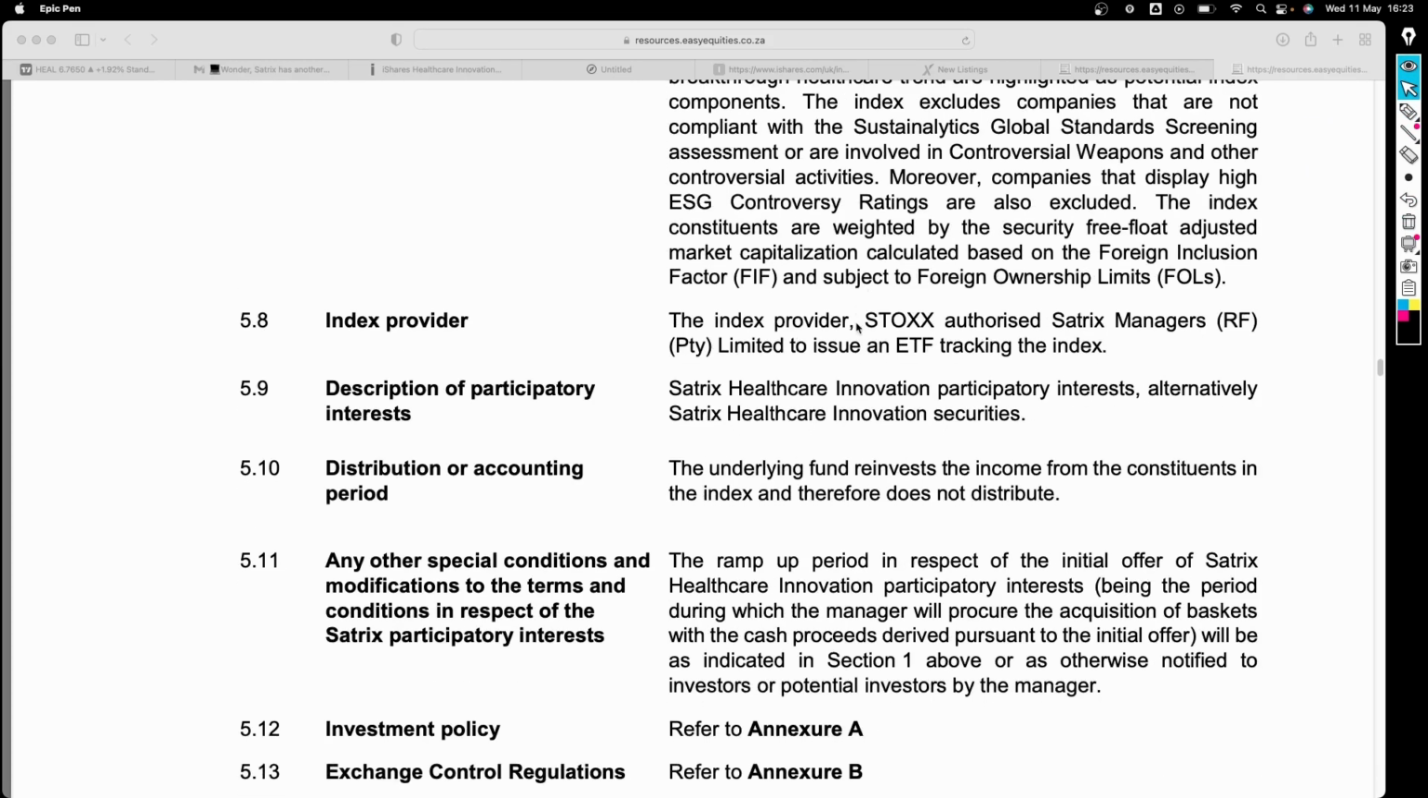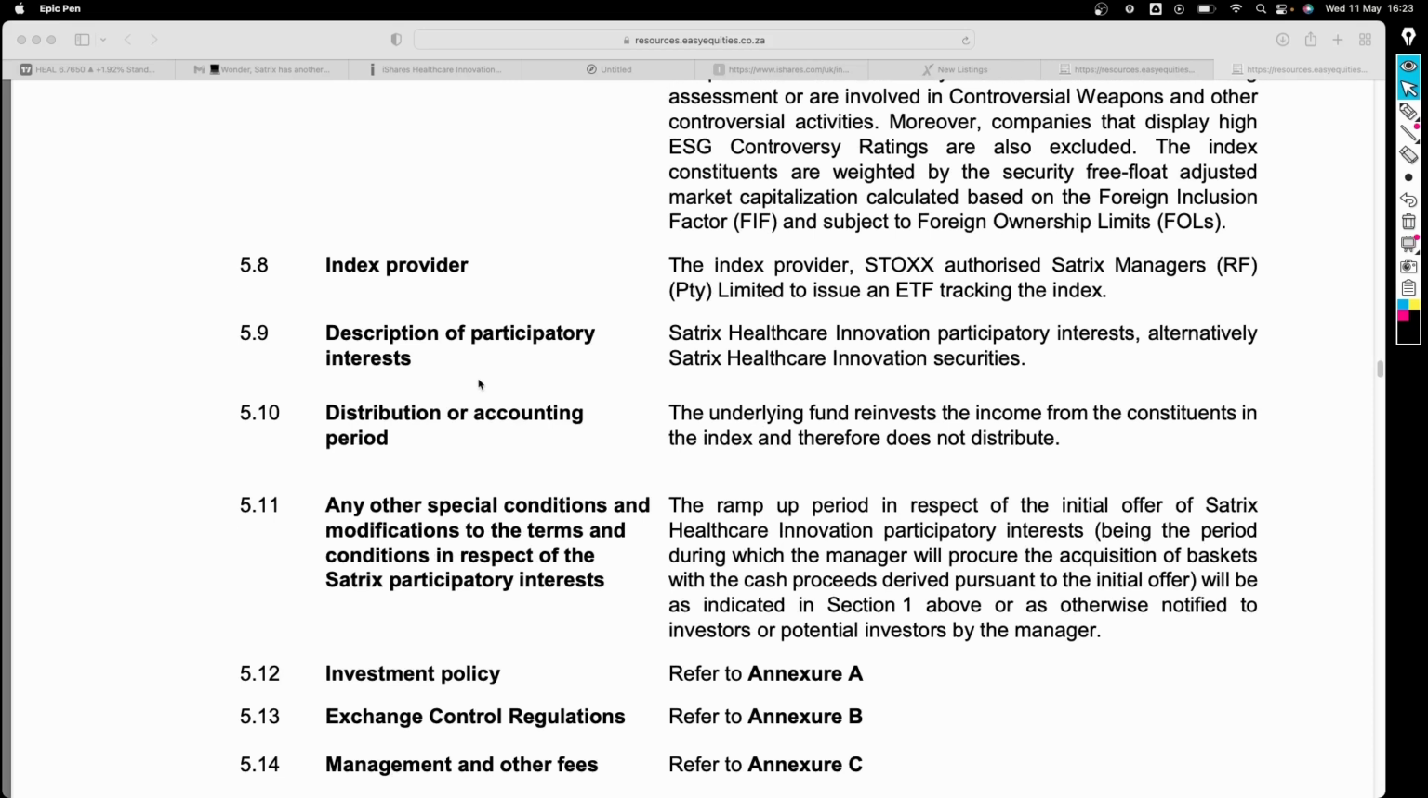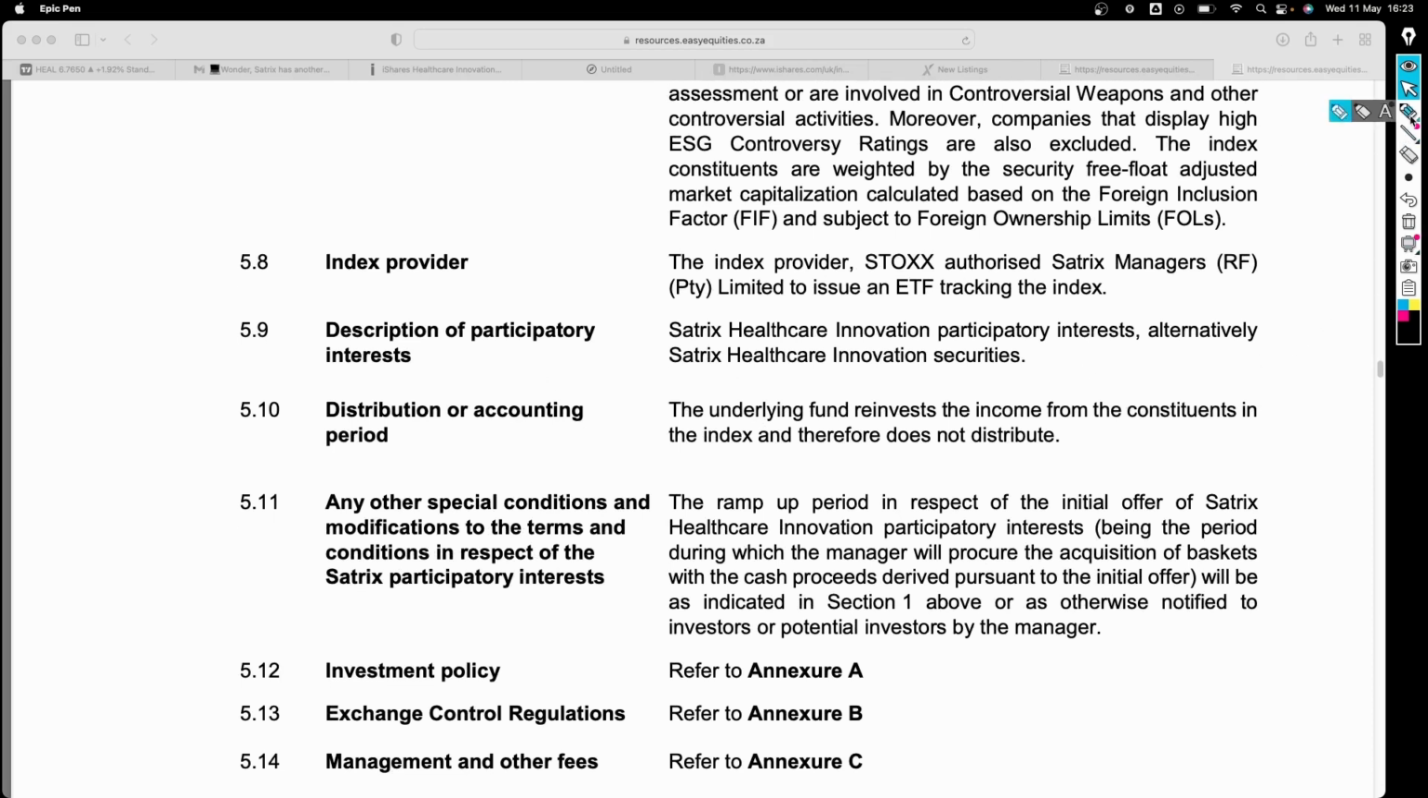Okay, so now if we see here, this is where they mentioned that the underlying fund reinvests the income from the constituents, meaning that it does not distribute. So the underlying fund itself does not distribute. Therefore, we cannot expect a Satrix ETF to make distributions, because they won't be receiving any from the underlying fund, which is that iShares Healthcare Innovation ETF that they will be tracking.